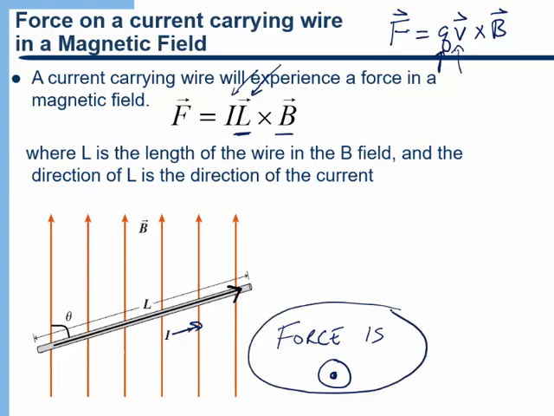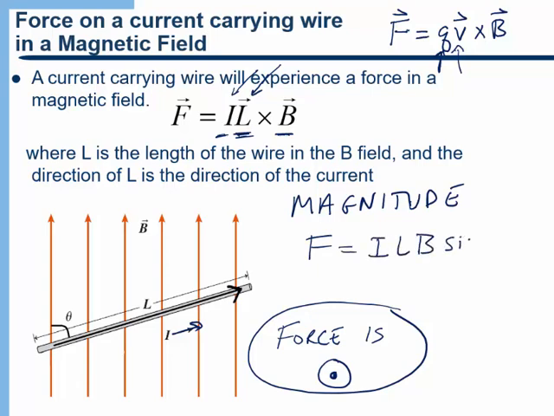Now, how do we find the magnitude of that force? Well, the way we always do with a cross product, it's just the magnitude of the two vectors. If there's something in front, it gets multiplied as well, and we get the sine of theta. So when you have a current-carrying wire, the magnitude of the force on that wire in a magnetic field is just ILB sine theta. And again, what is theta? It's the angle between B and L.